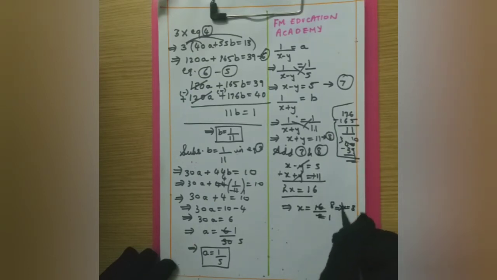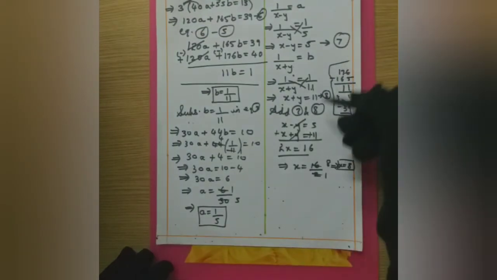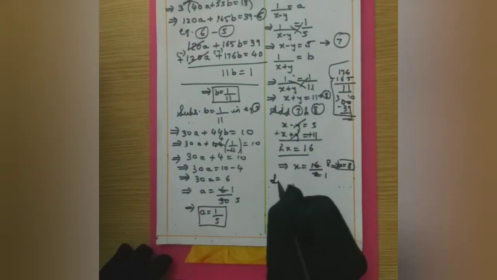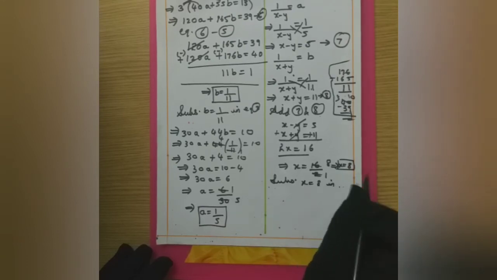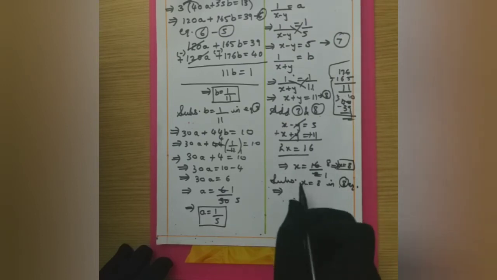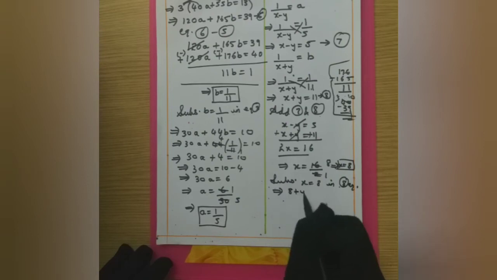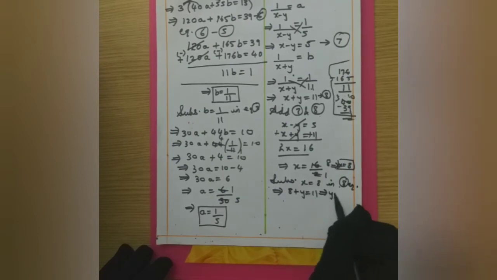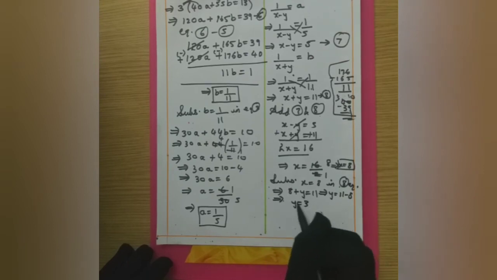Now how to get the value of y? Substitute this x in any one equation, either 7th equation or 8th equation. I'll substitute this x is equal to 8 in my 8th equation, which is x plus y is equal to 11. So instead of x, what am I writing? 8. So 8 plus y is equal to 11, or y is equal to 11 minus 8. I know 11 minus 8 is 3. So I got y is equal to 3. So I got x as 8 and y as 3.